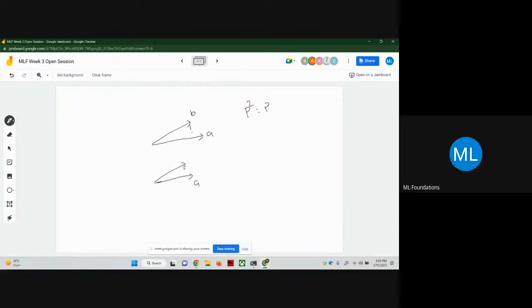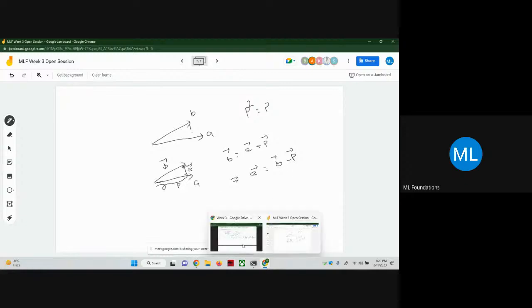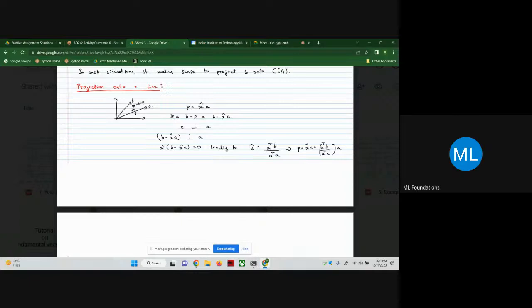This is A, right? This is the projection vector P, right? And then this is the error now. This is the B vector. So what is this B vector? This B vector is nothing but the E vector plus the P vector, right? Or in other words, the E vector is equal to B minus P. That is the error, or the perpendicular component.